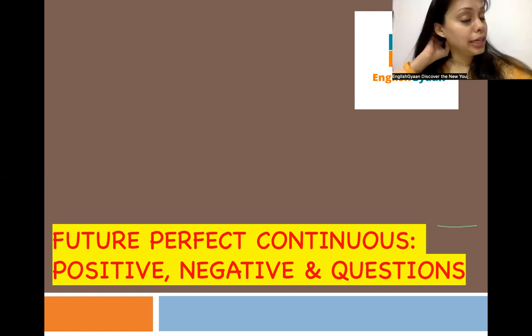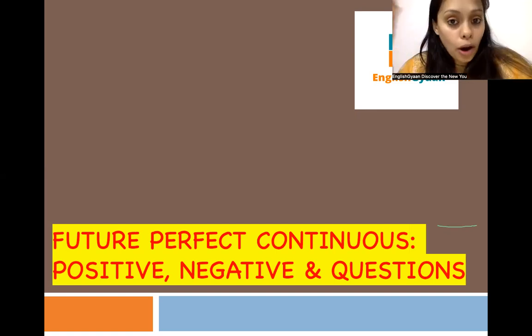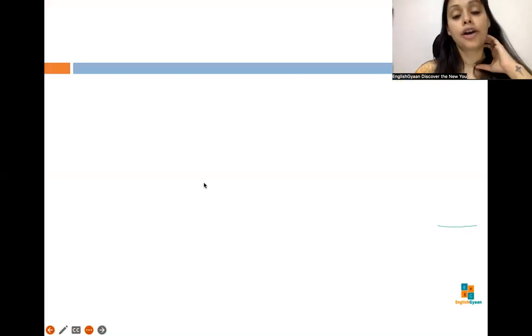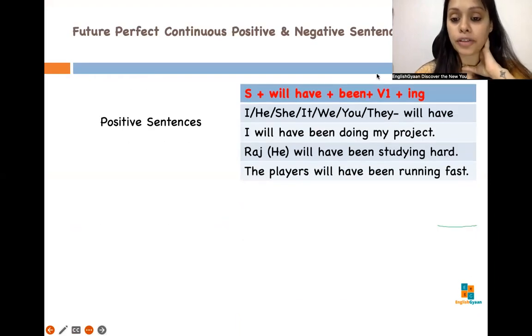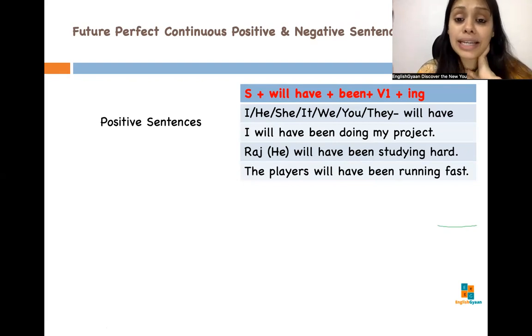So this is what you need to know. Any new activity that you are going to start in the future, it is going to go on for some time and end in the future. That is future perfect continuous tense. For example, in order to frame a positive statement, the flow of your statement will be, I will have been doing my project. So will have been plus ing. I will have been doing, you will have been coming, they will have been reading. So will have been plus ing is nothing but future perfect continuous tense.